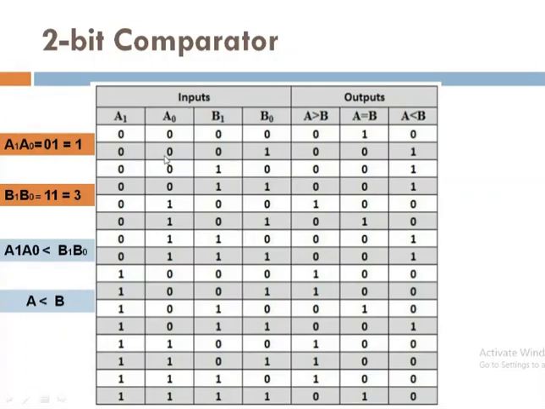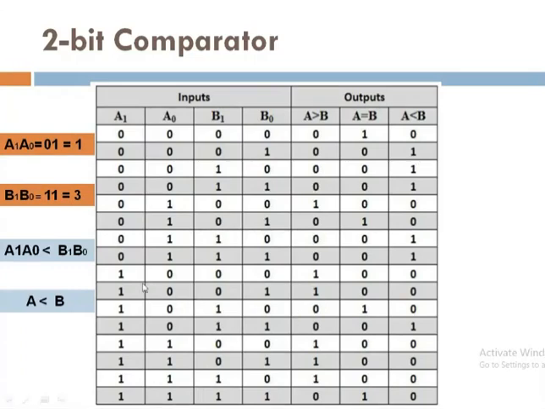Now for the next case 0, 0, again the decimal value is 0. Now for this case 0, 1, the decimal value is 1. So A is less than B. So here you can check, A is less than B, and this output line will be high.